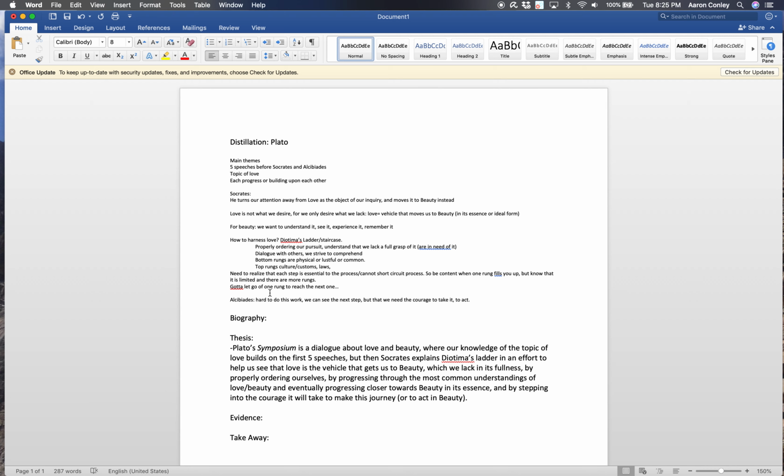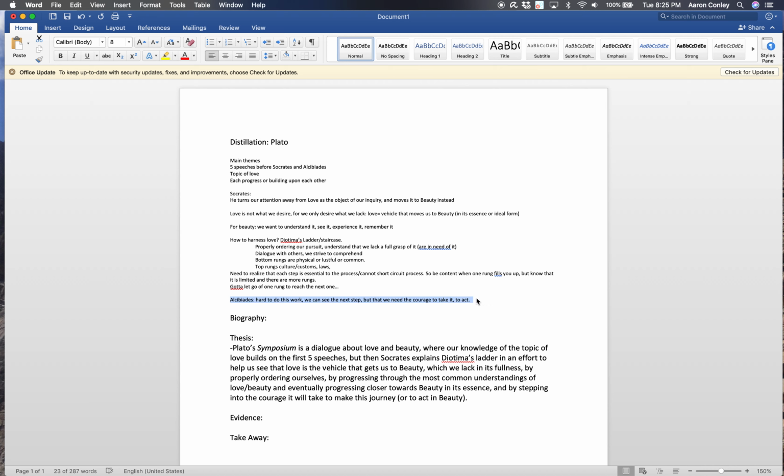There are more rungs ahead of us. We have to let go of one rung. I kind of went over this just a second ago. So Diotima gives us these insights here. This is this section here. This is sort of the heart, the core of the new insight. And then Alcibiades, at the end of this dialogue, Plato describes him as coming in. He is the ultimate test to see if he got it right.